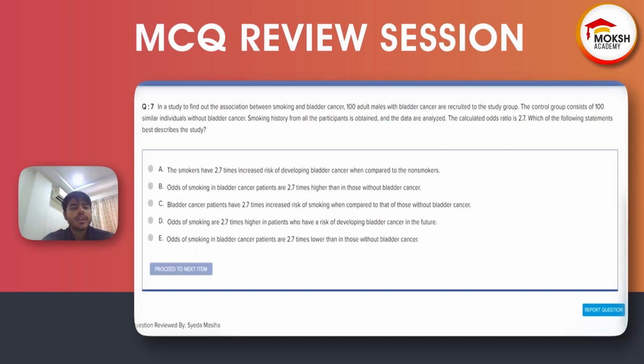In a study to find out the association between smoking and bladder cancer, 100 adult males with bladder cancer are recruited to the study group. The control group consists of 100 similar individuals without bladder cancer. Smoking history from all participants is obtained and the data are analyzed. The calculated odds ratio is 2.7%. Which of the following statements best describes the study?